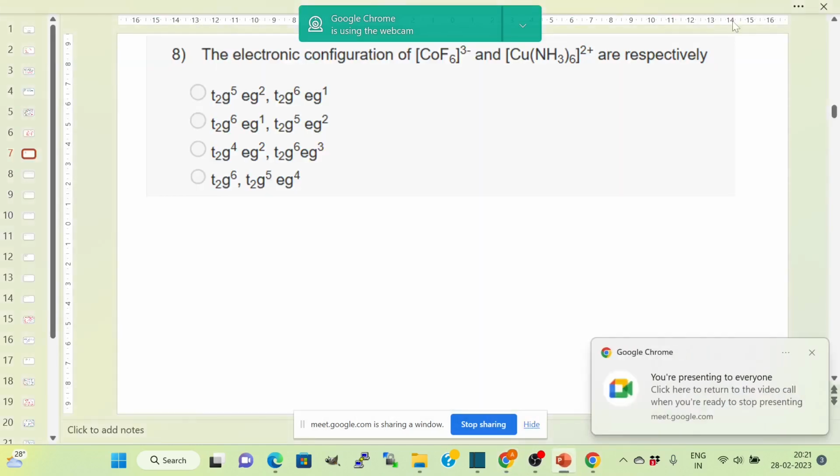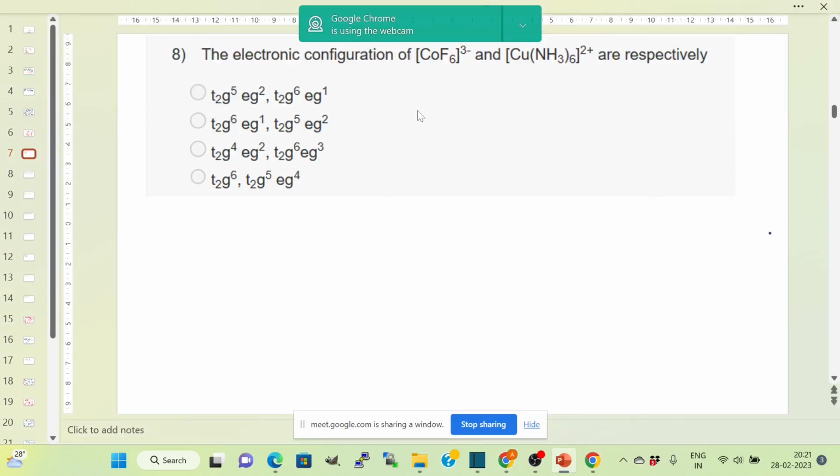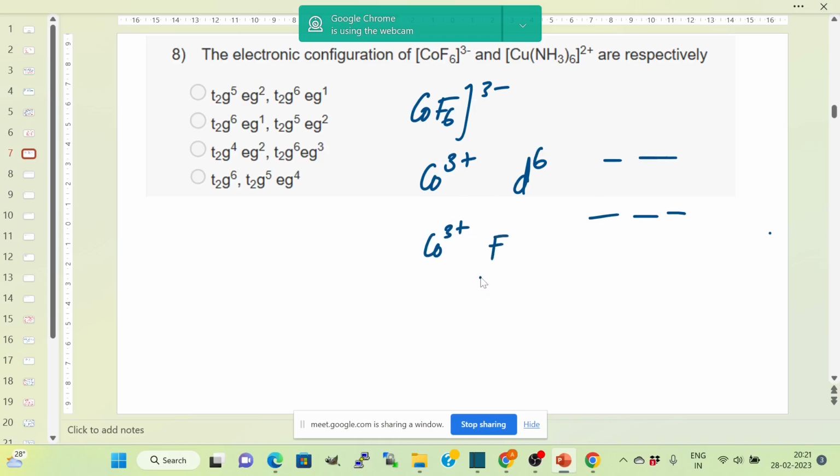Okay. So we will solve [CoF6]3-. So the oxidation state of cobalt here is 3 plus. So cobalt 2 plus is d7, cobalt 3 plus will be d6. Now we will solve, okay. So this is octahedral. Now this is cobalt 3 plus and F is a weak field ligand. So there won't be any pairing. 1, 2, 3, 4, 5, 6. So this is t2g 4, eg 2.